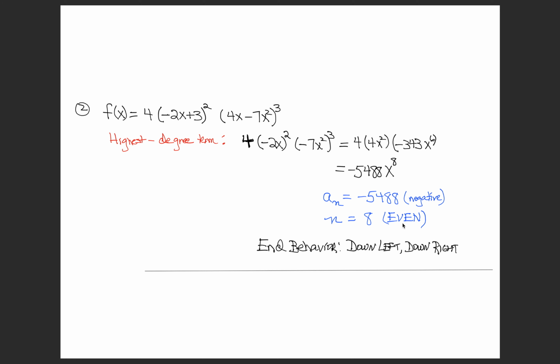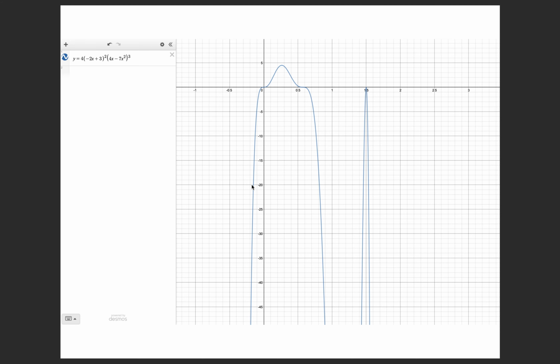And again, the power is even. And whenever the leading coefficient is negative and the power is even, for the end behavior, we have moving down to the left and down to the right. And we have this resulting end behavior. Notice that to the far left, the graph is moving downward, and to the far right, the graph is also moving downward. So that is what I'm referring to regarding the end behavior, especially in this case, down to the left and also down to the right.